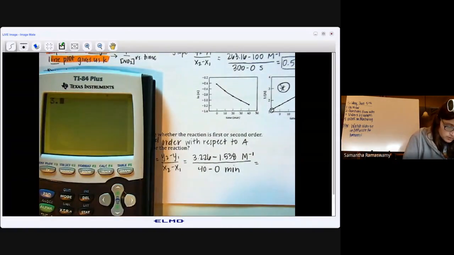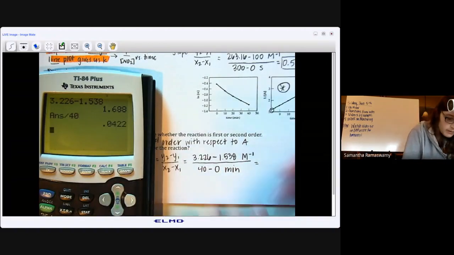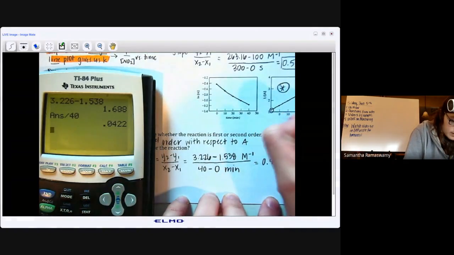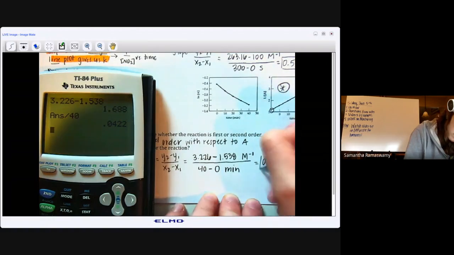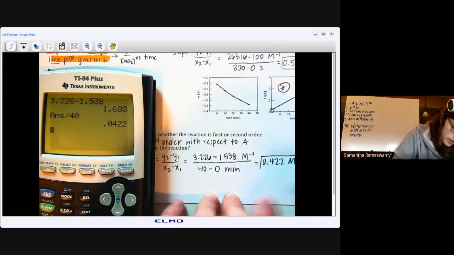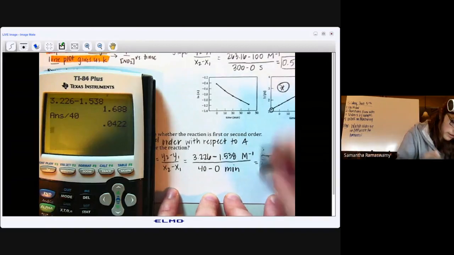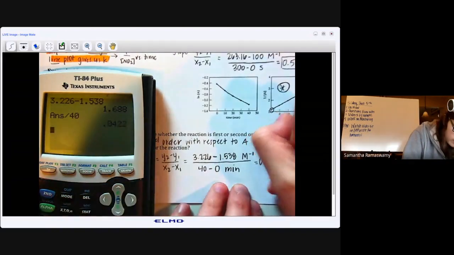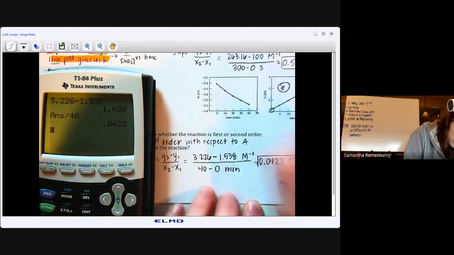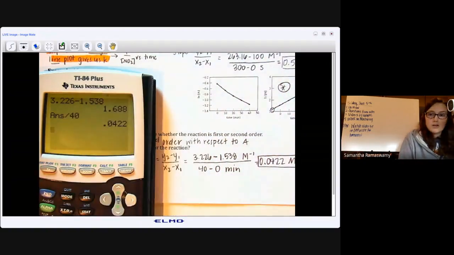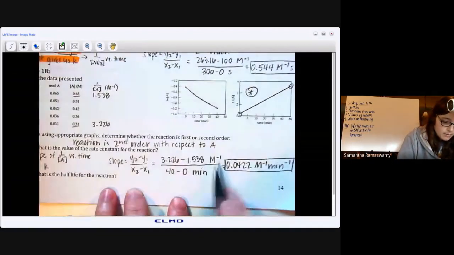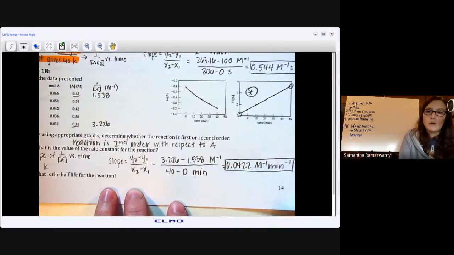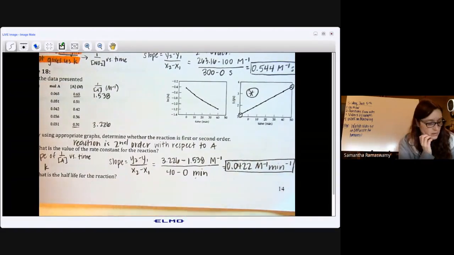So 3.226 minus 1.538 divided by 40 is 0.0422. Hold on, I forgot a 0 on here. 0.0422 per molar per minute, right? Per molar per minute. And then finally, what is the half-life?